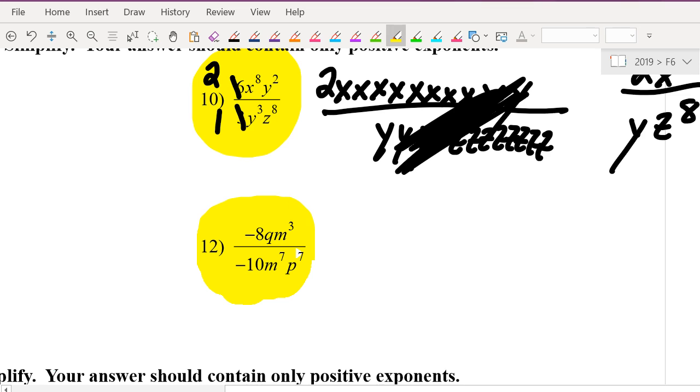So, first off, you can simplify negative 8 and negative 10. Right, so what do we divide those by? You divide them by negative 2. And we get 4 and 5. 4/5. Very good. So positive 4 and 5. And then after that, I guess we find out instead form. So then we have 4 q m 3 times.